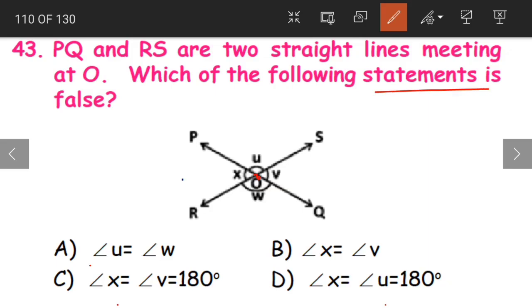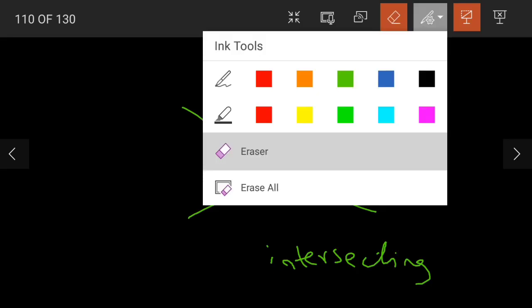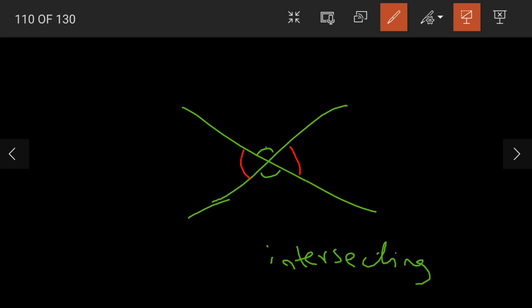Coming to the first one, option A. So what did we learn just now? That these two are lines that are meeting each other. Yes, so such lines are called intersecting lines. What are they called, children? Intersecting lines. And the property of intersecting lines is that the opposite angles are always equal. Understood? The opposite angles like this. The angles that you can see in green color, these are the opposite angles. Yes or no? So when we have intersecting lines, the opposite angles are always equal.